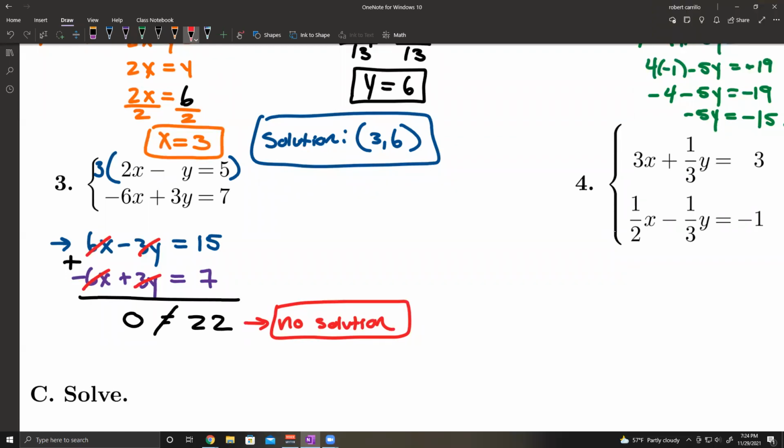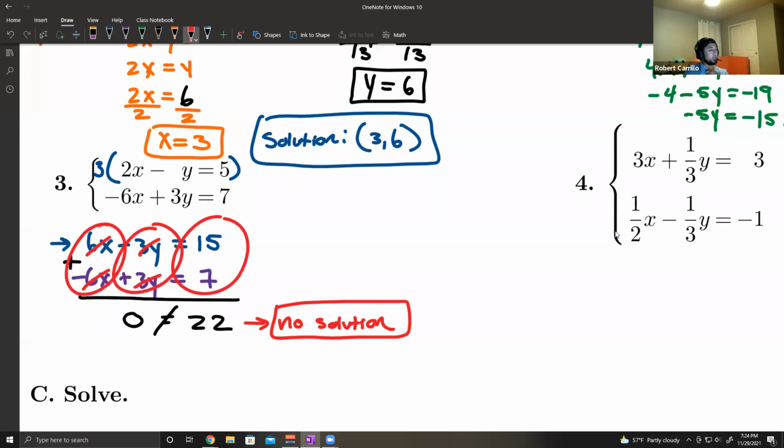Okay, what did we add to 15 and the 7? So everything gets added. So all of these terms get added with each other. Okay. Good question.